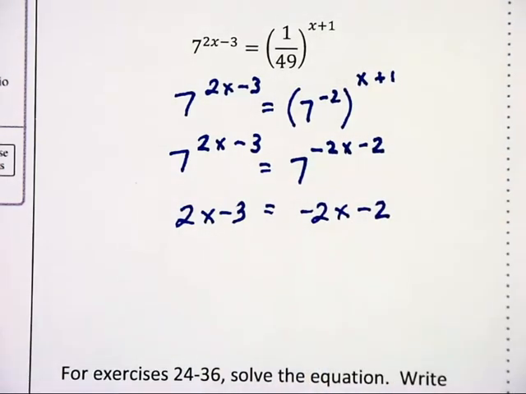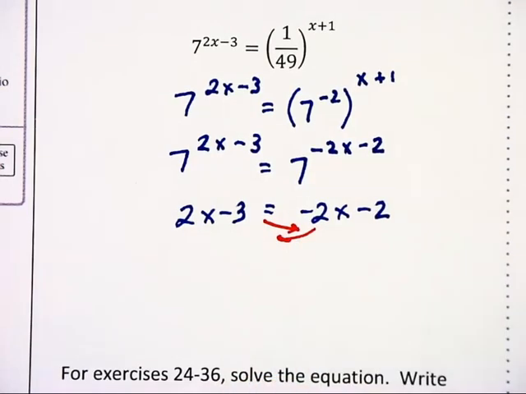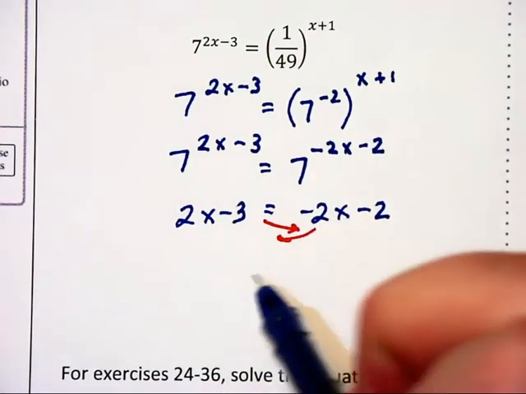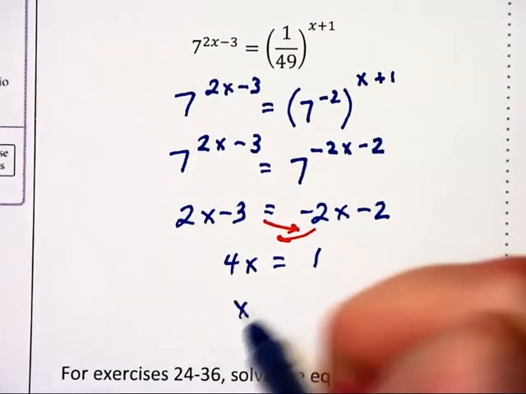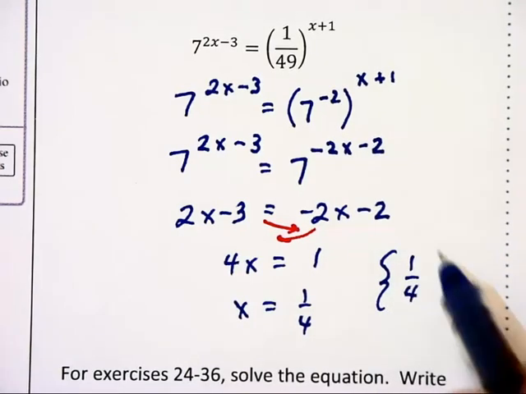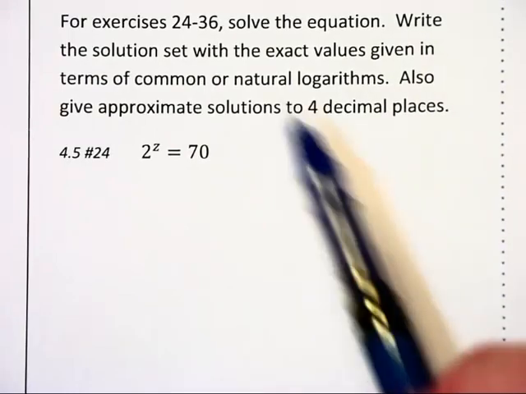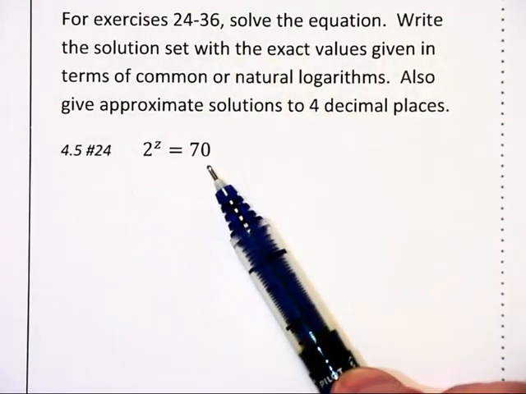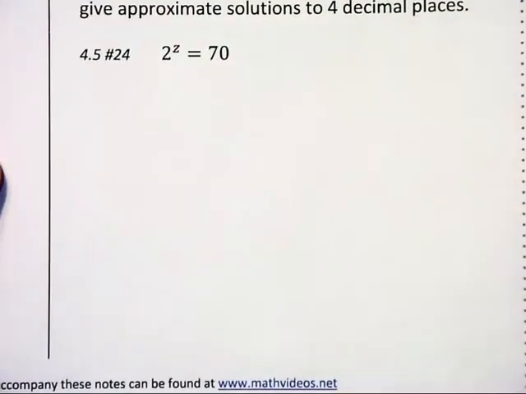Let's do two things at once. Let's add 2x to both sides, and let's add 3 to both sides. That will give us 4x equals 1, and therefore x will equal 1/4, and that is our solution set. Now, on this problem, it differs from the one up above because we cannot write 70 as a power of 2. So the trick here is to log both sides.